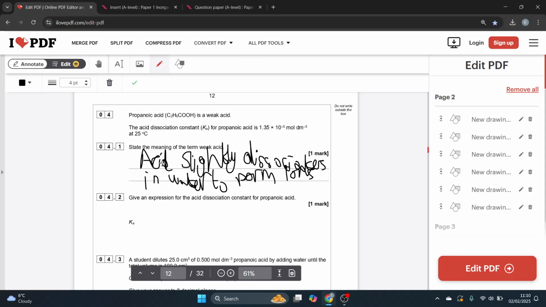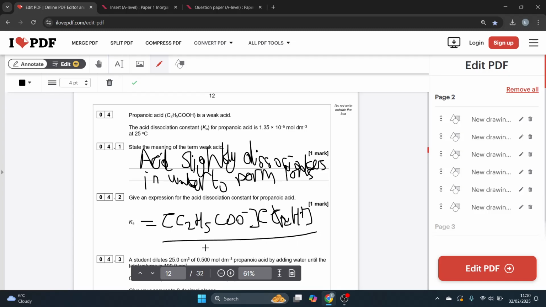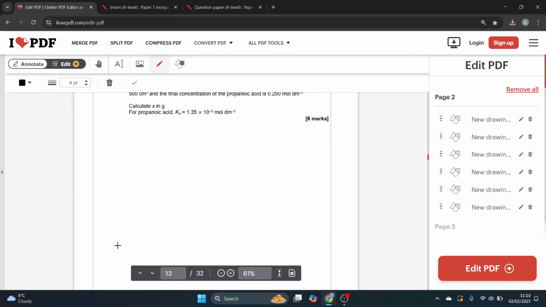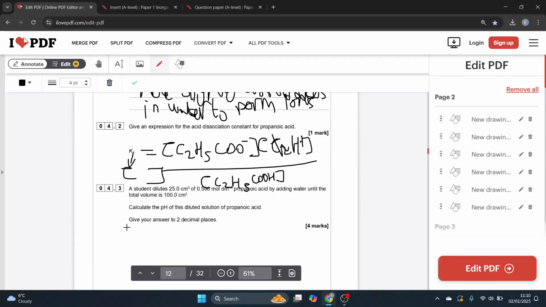Give an expression for Ka. This is pretty nice. So square brackets C2H5COO minus, and H plus as well, then divided by the concentration of C2H5COOH. That's what it should look like. Just remember Ka, square brackets.